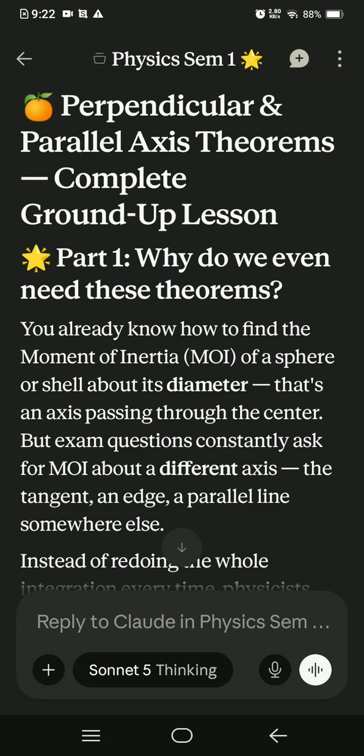Let's start with this topic, the perpendicular and parallel axis theorem. Let's start with part 1. Why do we even need these theorems?